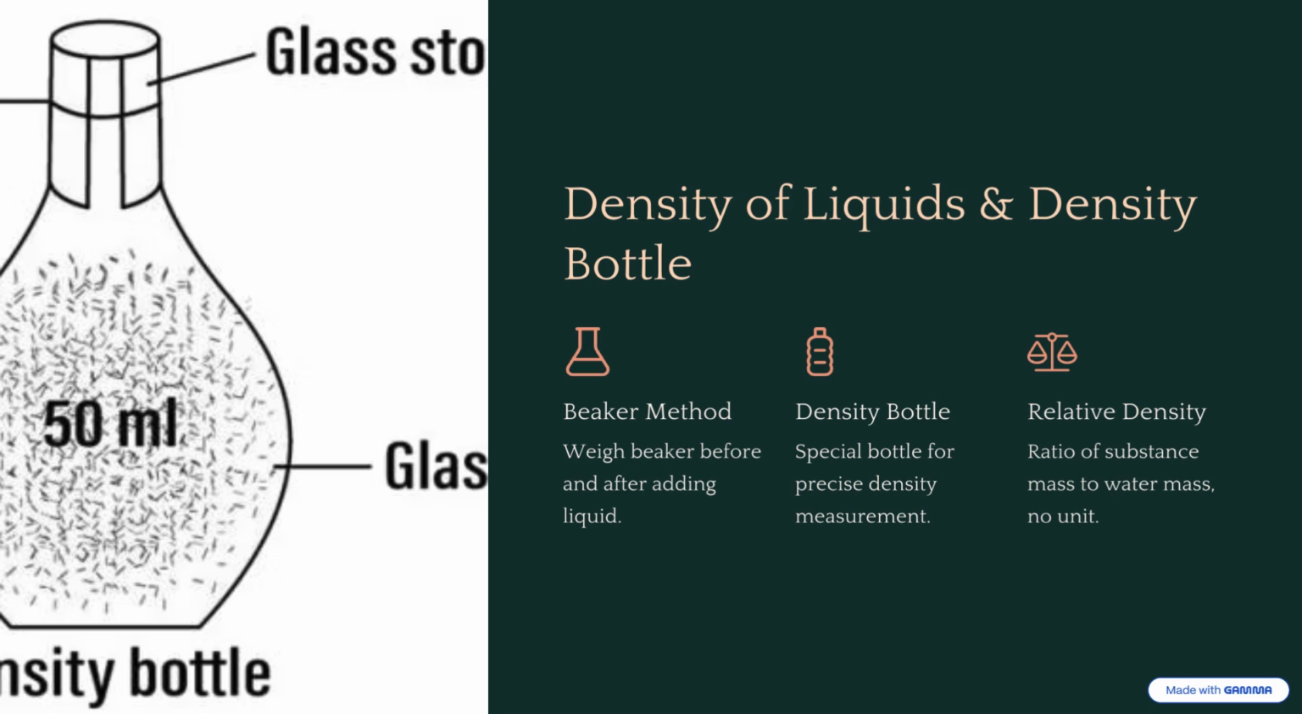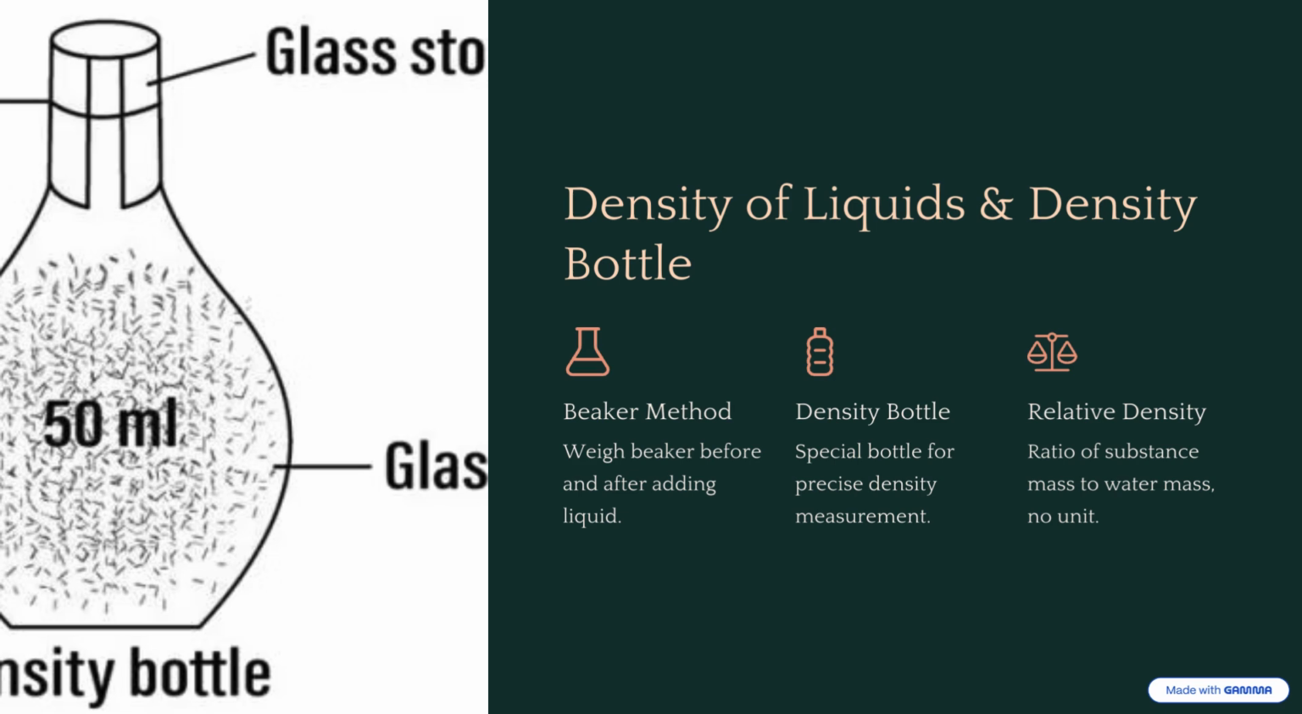The notes give a couple of ways. The first way uses a standard beaker. Pretty simple. Weigh an empty dry beaker first. Get its mass, M1. Then use a measuring cylinder to measure out a very specific volume of your liquid, say 50 mL. Pour that into the beaker. Weigh the beaker with the liquid in it. That's mass M2.